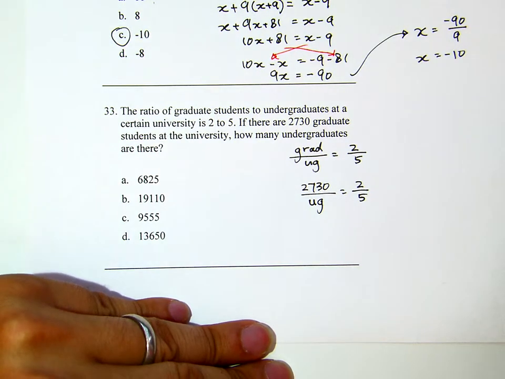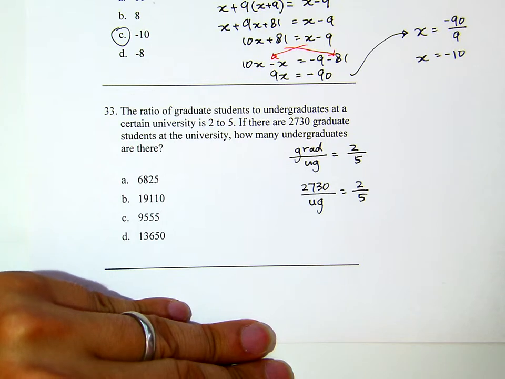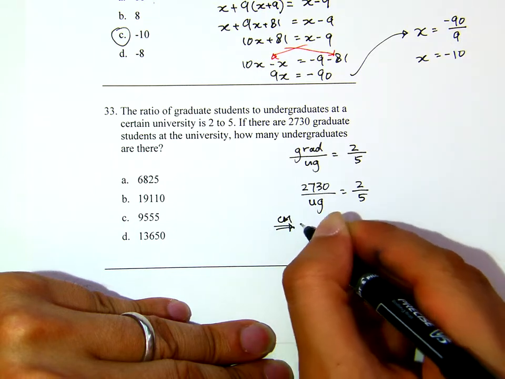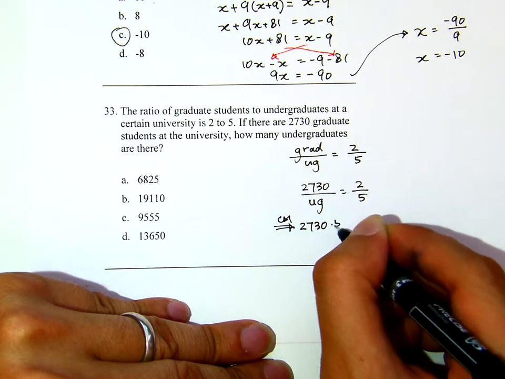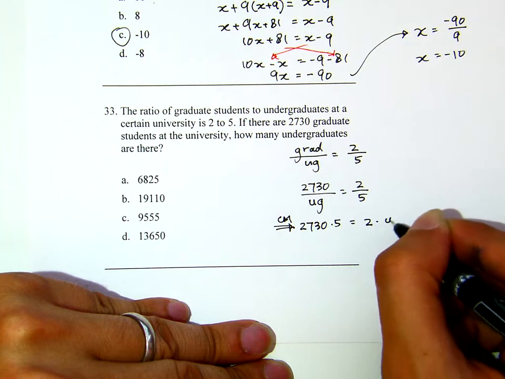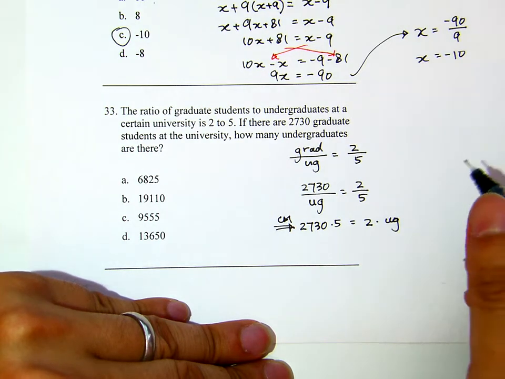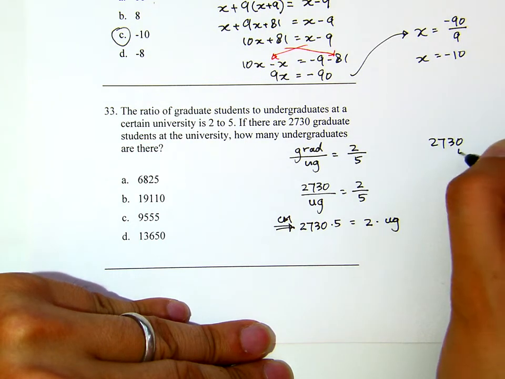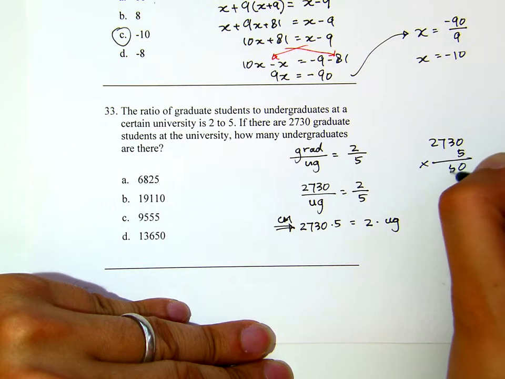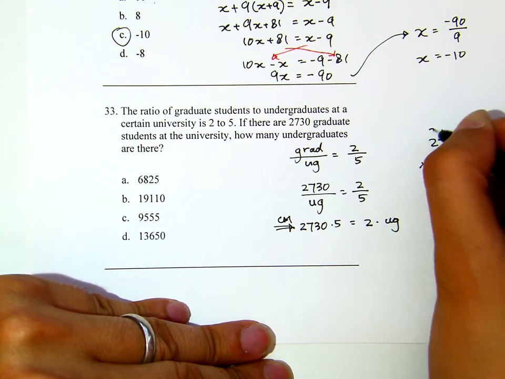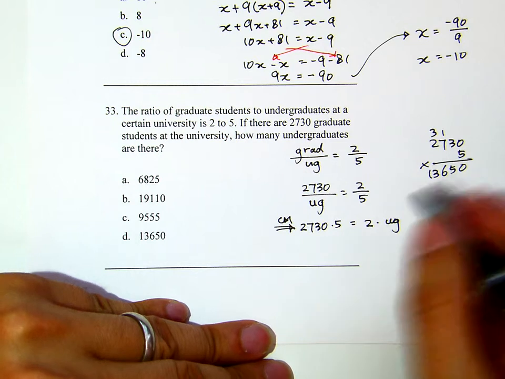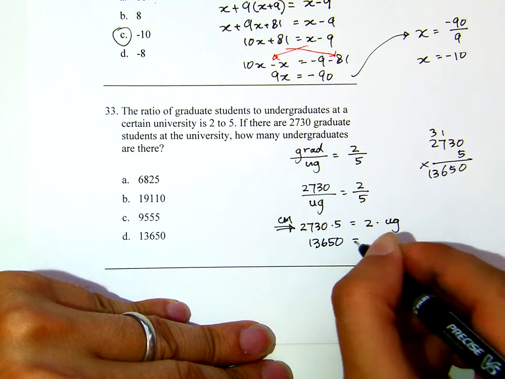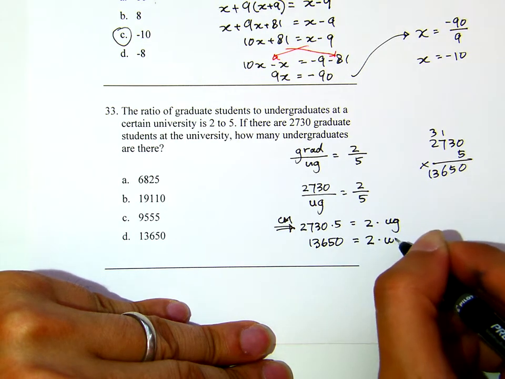Now you see that this is actually a form of proportion, right? How do we solve a proportion? We cross multiply. That will be 2730 times 5 equals 2 times the number of undergraduates. Now let me multiply that here: 2730 times 5, 0, 15, 36, 3, 13. That will be 13,650 equals 2 times the number of undergraduates.